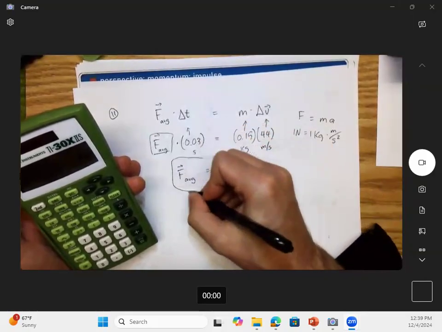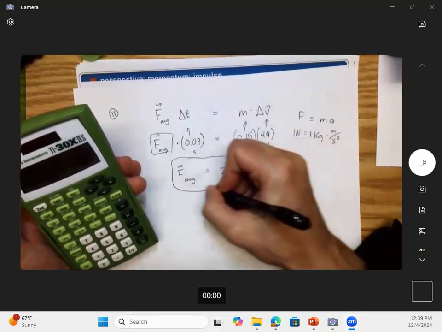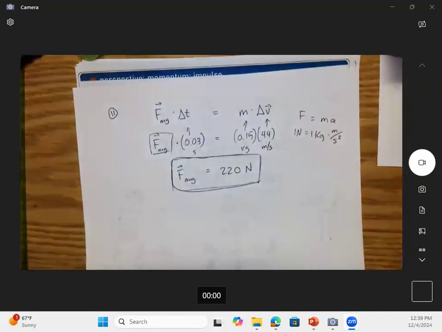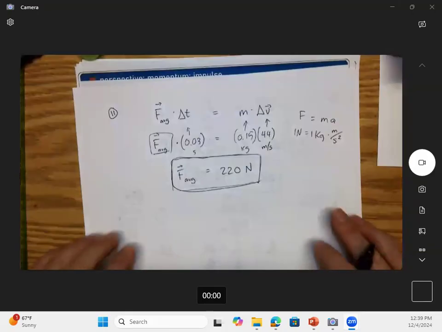All right. Are you guys also getting an average force value on your paper? You guys got that? All right. Everybody good? Pretty good. All right. Again, I have an extension question for you guys.